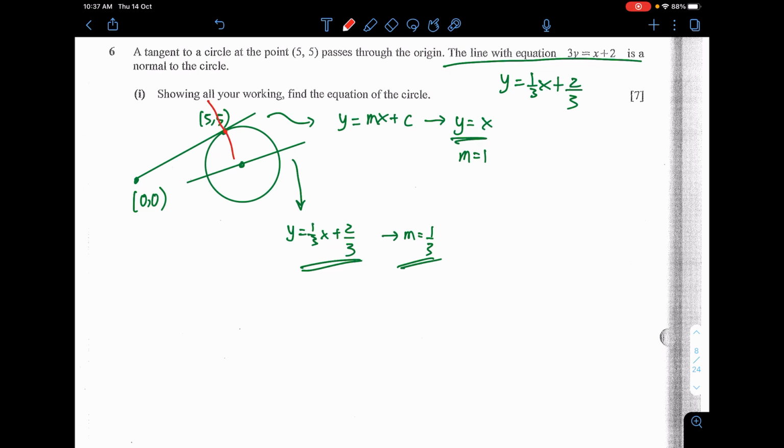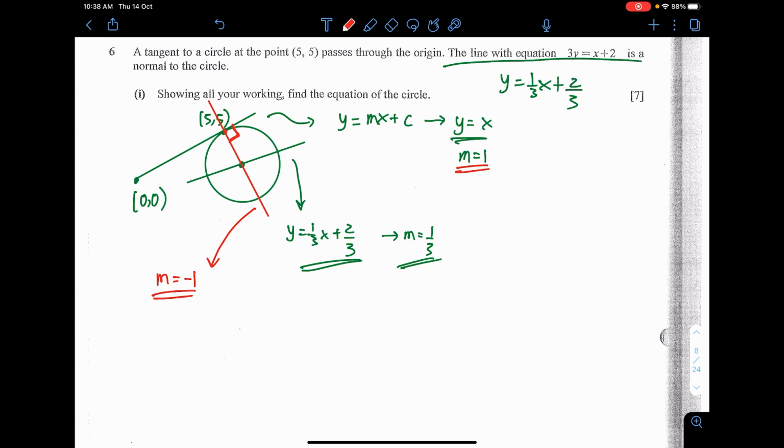Know that you can get a line that is normal to the tangent, and they will always be perpendicular. What I want is to find this line. This line has the gradient of negative 1, because this gradient is 1, so this gradient must be negative 1. Perpendicular lines: m1 times m2 is negative 1.